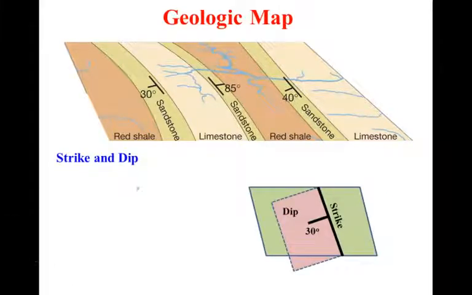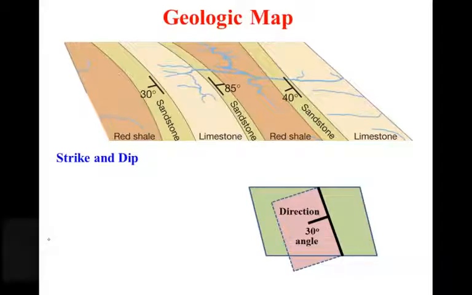Strike and dip on the map is shown using a symbol that looks like a squished T. It has a long arm and a short arm. The long arm represents the strike direction. If this is north, this particular rock layer strikes in a northwest, southeast direction. It also shows dip. And dip is basically the angle that the rock layer makes with Earth's surface, which on broad scales is approximately horizontal.